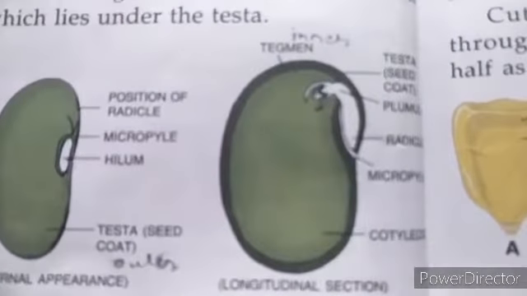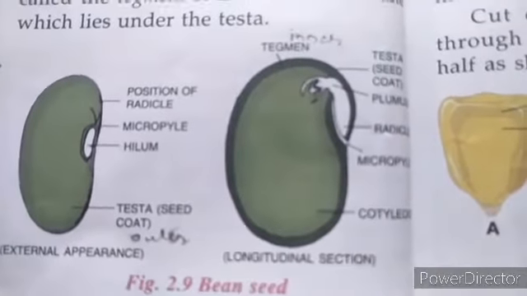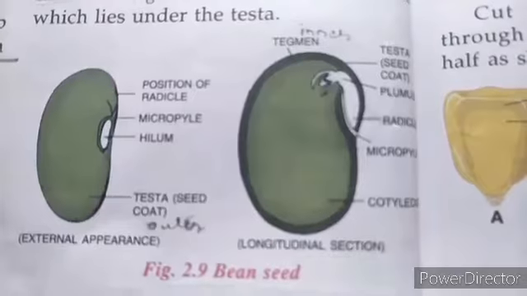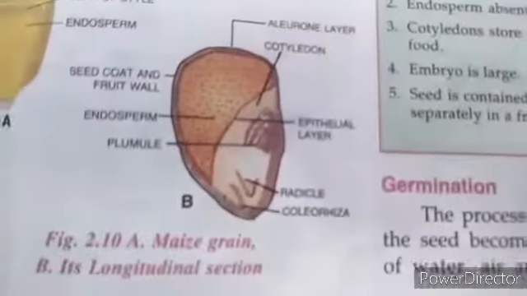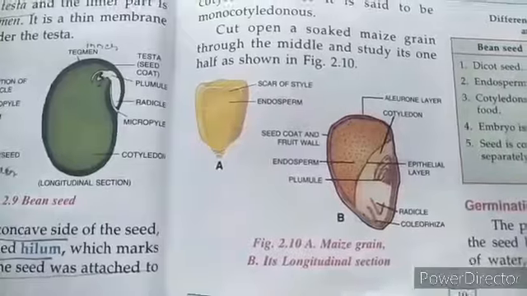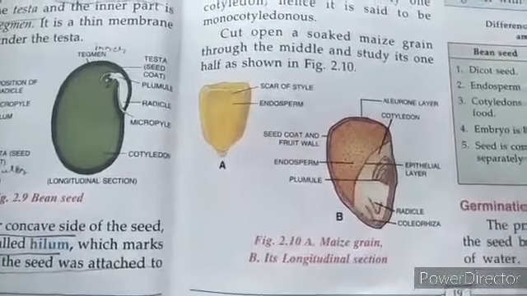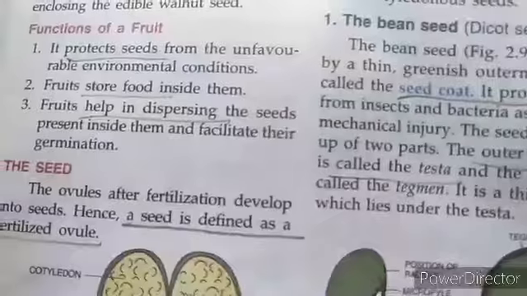Have a look at the diagram here. It's very easy. You can see. I hope that's not a problem. And comparatively, have a look at the maize seed here. So I'll just hold it here for you a little. You can see the difference yourself. Yes. Great. Let's have a look at the text here.